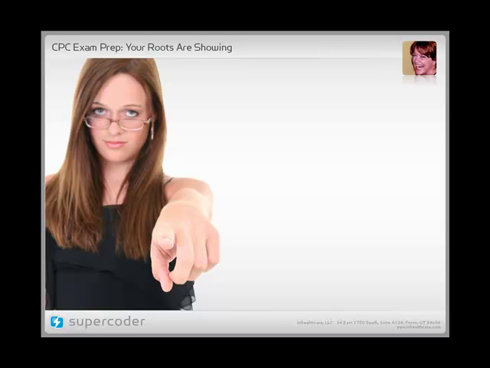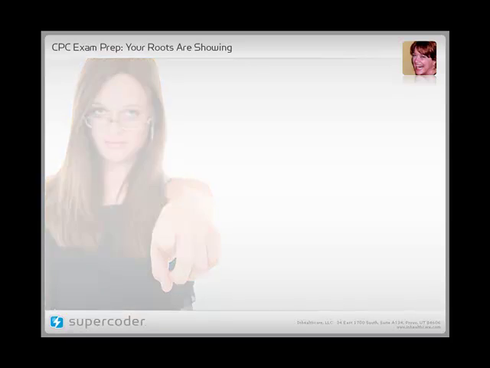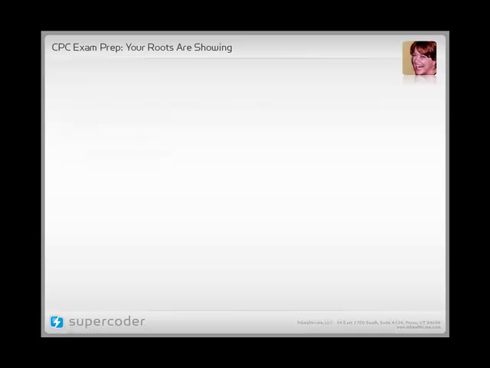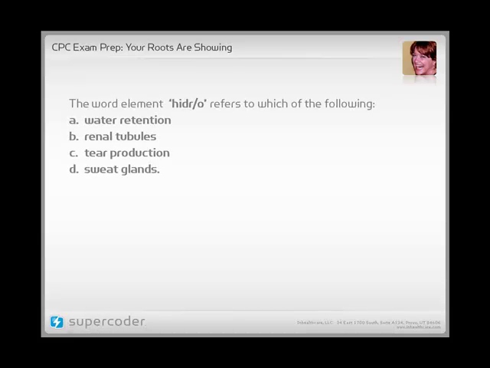Let's look at a sample question that's a real stumper. And let's look at how it's trying to trick us. Here's the question. The word element hydra refers to the following: A, water retention, B, renal tubules, C, tear production, or D, sweat glands. Do you know the answer?